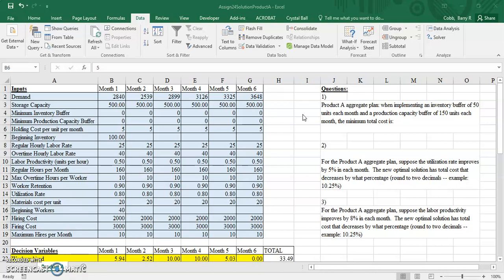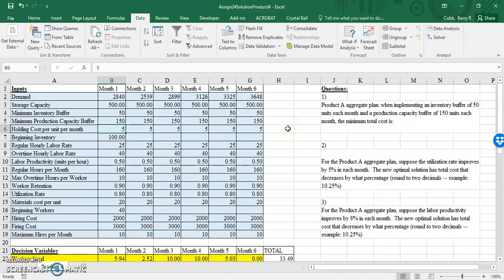So the first question says that for the product A aggregate plan, when implementing an inventory buffer of 50 units each month and a production capacity buffer of 150 units each month, it wants to know the minimum total cost. So if you've set up the model as in the tutorial, you would simply need to put 50 in for the assumption of minimum inventory buffer and 150 in for the minimum production capacity buffer.